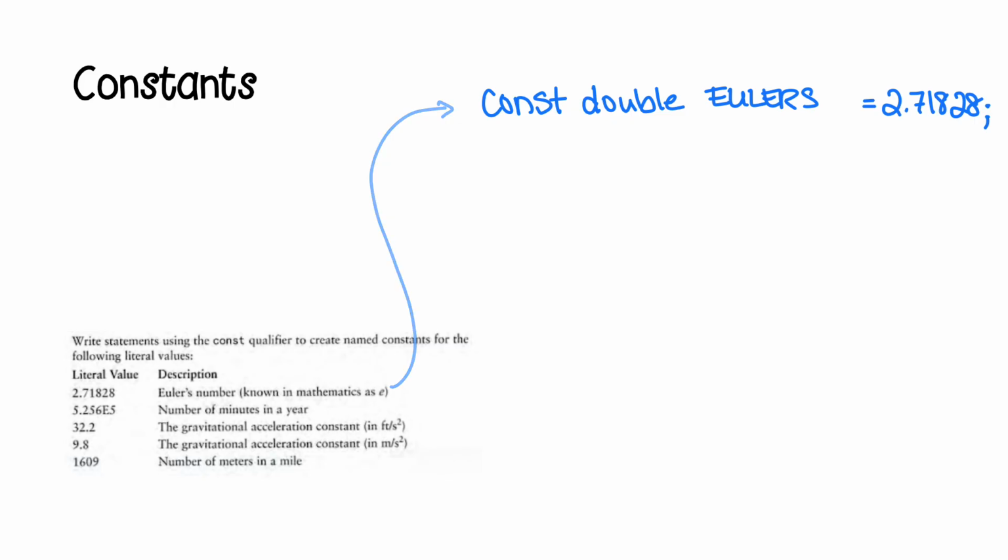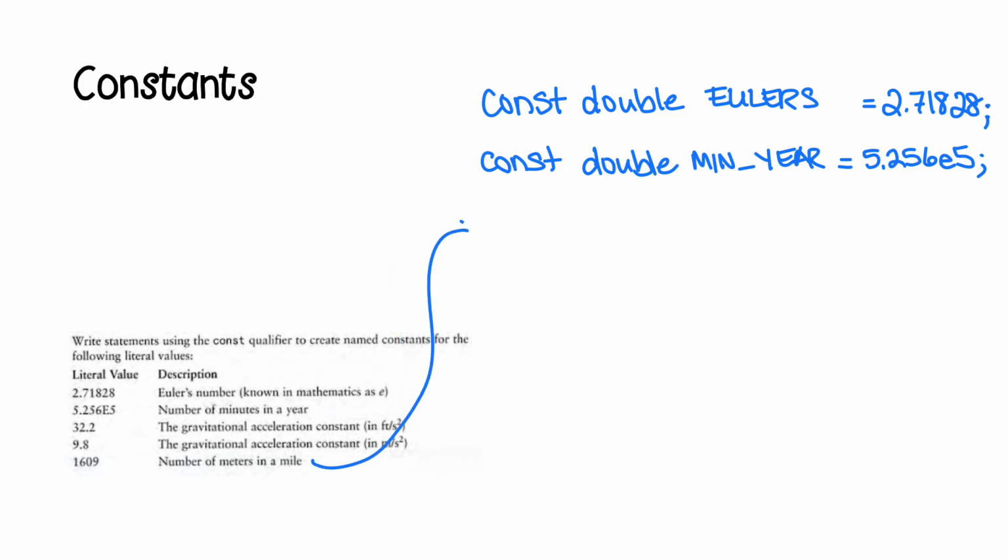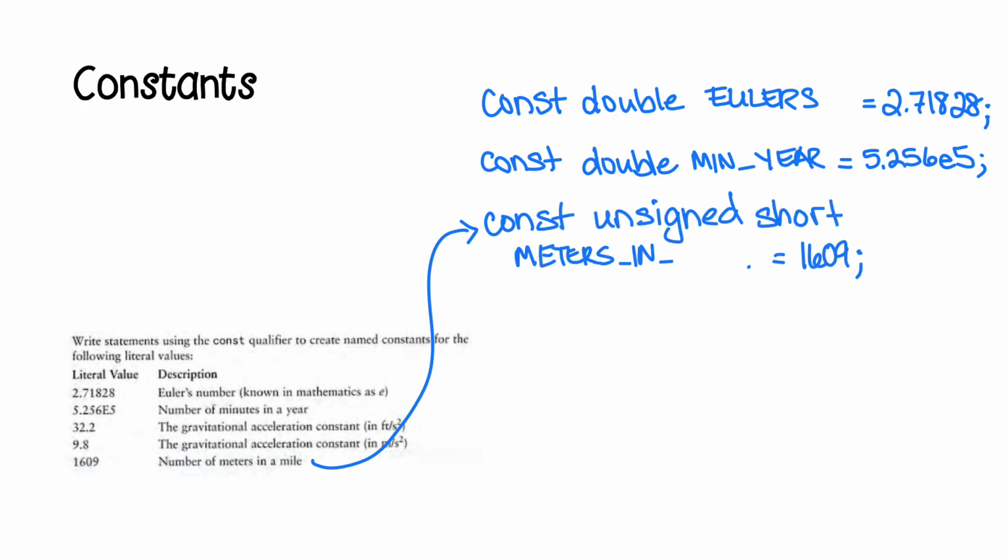For the number of minutes in a year, we again write the const qualifier first, and then double, since there's a floating point in the number. We write out our variable name in all caps and write out the value. This one is in E notation, so make sure you add that part to the value when you're using it. Finally, we're going to look at the last one. Again, we start with const, but this is an unsigned short instead of a double, since there's no floating point in the value.